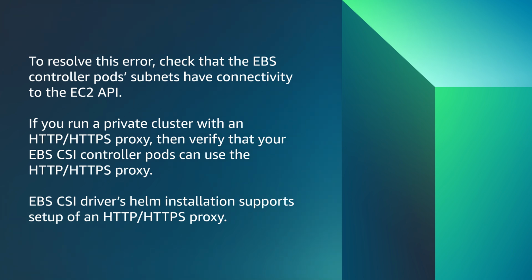If you run a private cluster with an HTTP/HTTPS proxy, then verify that the EBS CSI controller pod can use the HTTP and HTTPS proxy. The EBS CSI driver Helm installation supports setup of an HTTP and HTTPS proxy.